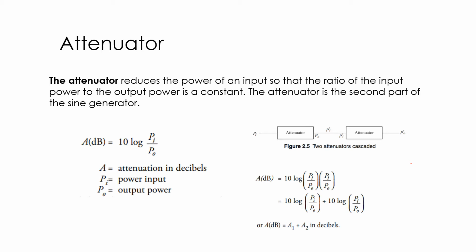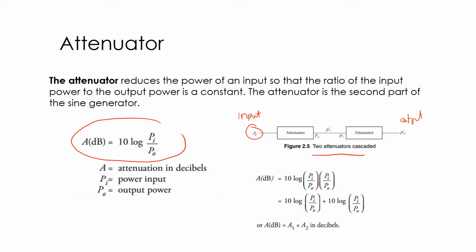So we can see that we have two attenuators. We can put many attenuators in the signal generator based on the necessity. And if we have two attenuators like this one, we can calculate the attenuation. So the attenuation is 10 log P input per P output. This is the input, and this is the output. The attenuation in decibels is 10 log of the input power to the output power.